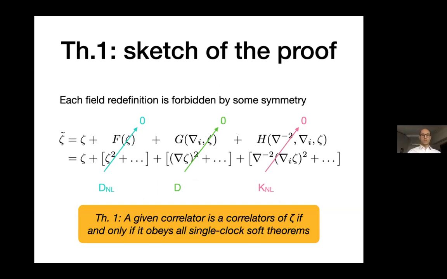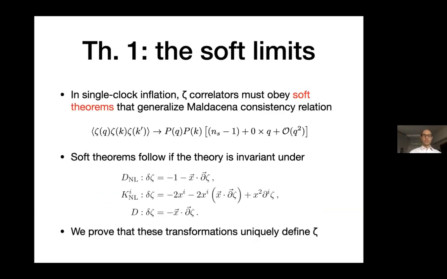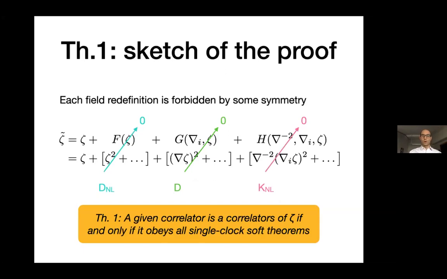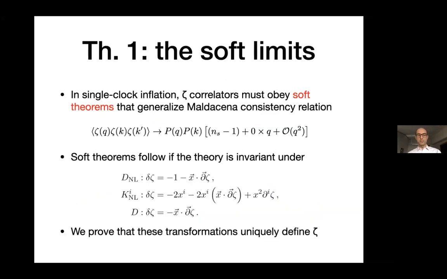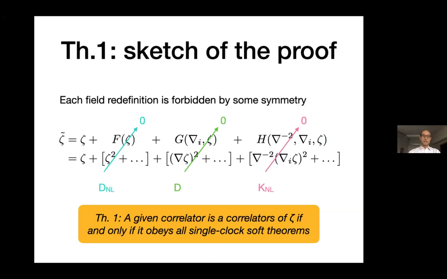So the point I'm trying to make here is that each one of these transformations, all of them together, fixes all possible field redefinitions. If you want to do a field redefinition that doesn't depend on derivatives, that's not allowed by d nonlinear. If you want to do a field redefinition that has an inverse Laplacian, that's not allowed by this specific form of k nonlinear. And because of this, we obtain a theorem that says that a given correlator is a correlator of zeta if and only if it obeys all the single clock soft theorems.